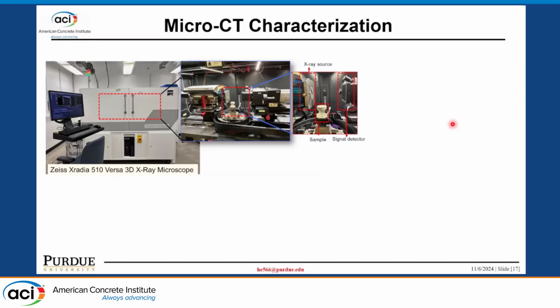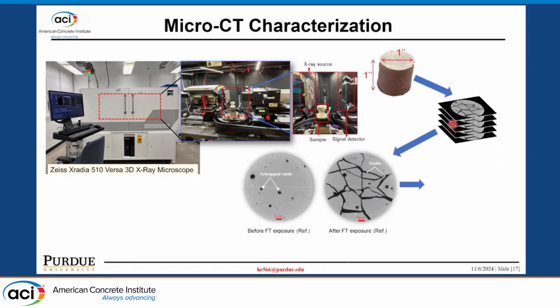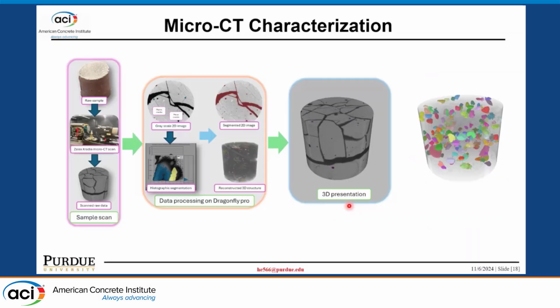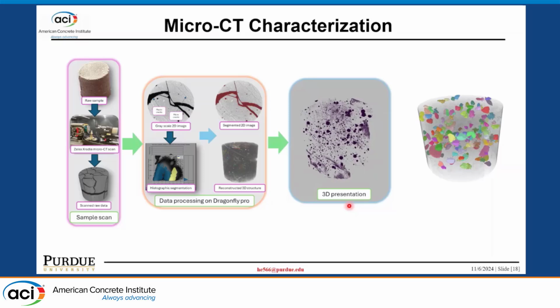So we decided to use the micro-CT. We core drill the sample and scan it, we have different layers, so we have 2D images, and then we have a series of images. This image shows the reference concrete after the freeze-thaw. You can see a lot of damage, right? Before the freeze-thaw, we can see a lot of entrapped air in here. After damage, we have a lot of cracks. And then we have a three-dimensional reconstruction of the air void system, so we can look at the real air void system.